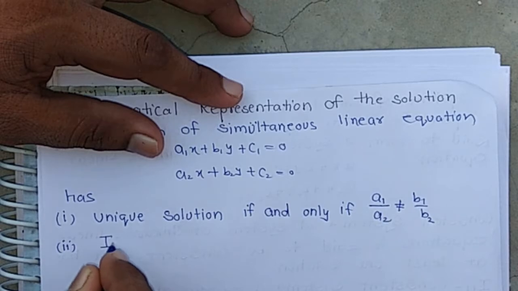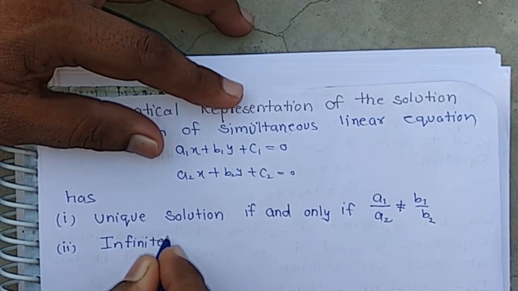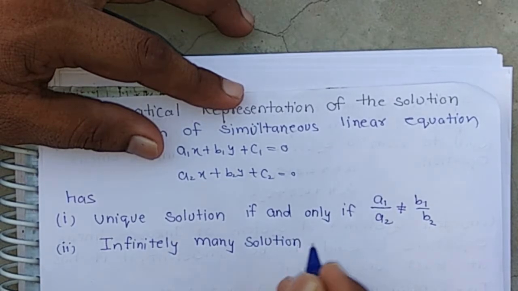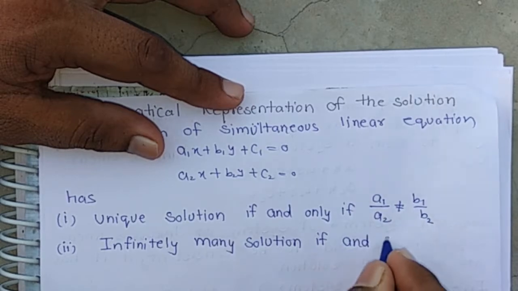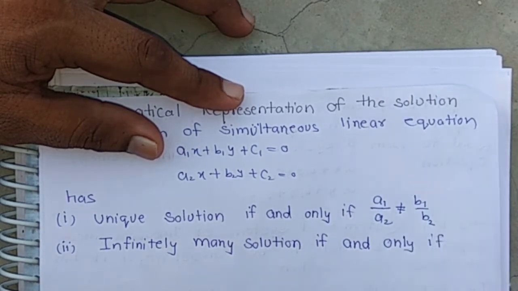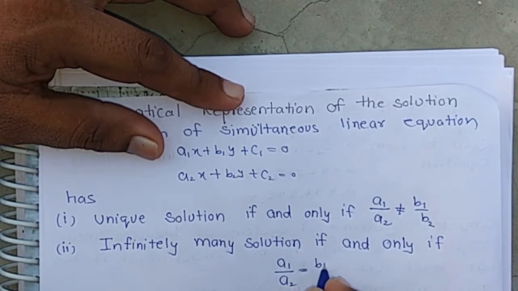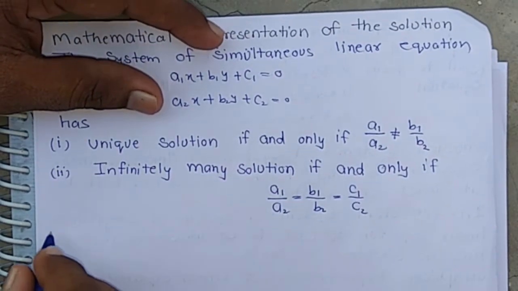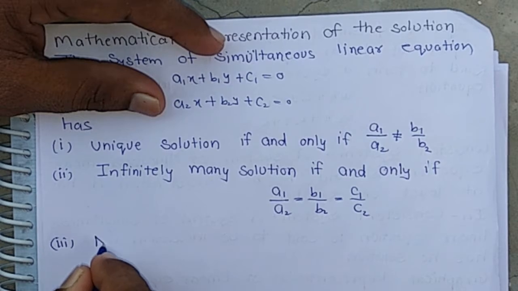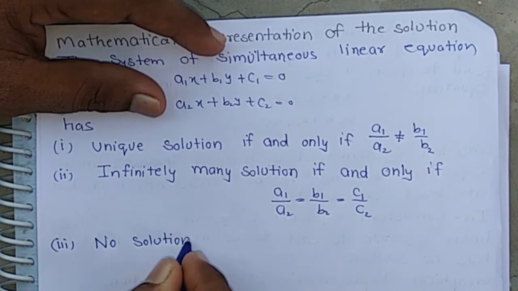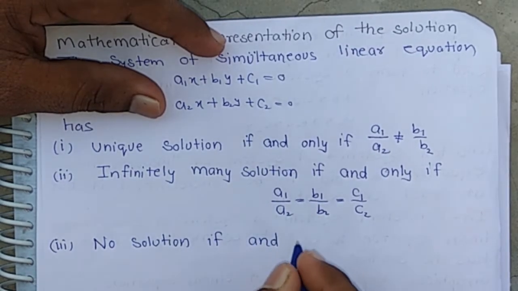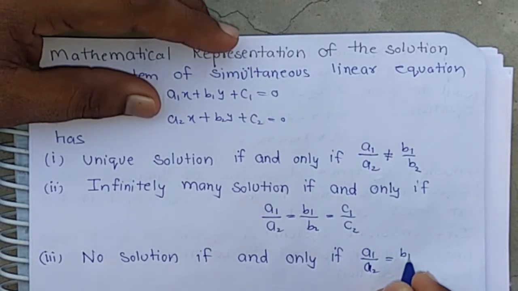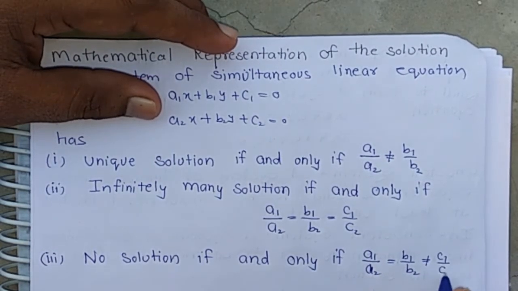Infinitely many solutions if and only if a1 by a2 equal b1 by b2 equals c1 by c2, and no solution if and only if a1 by a2 equal b1 by b2 but not equal to c1 by c2.